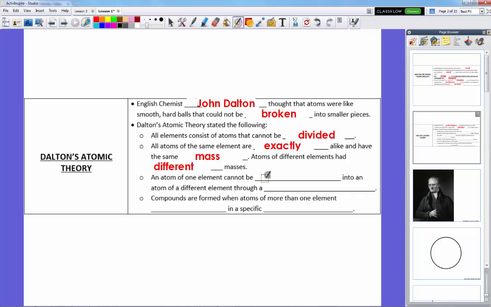An atom of one element cannot be changed into an atom of a different element through a chemical reaction. In a way that's still true. We can smash atoms and break them down, but for the most part, in most normal circumstances, we can't change one atom into another through chemical means. We have to physically break them apart. Compounds are formed when atoms of more than one element combine in specific arrangements. This is still true, that compounds are formed when two or more atoms combine together chemically. That's our definition for it.